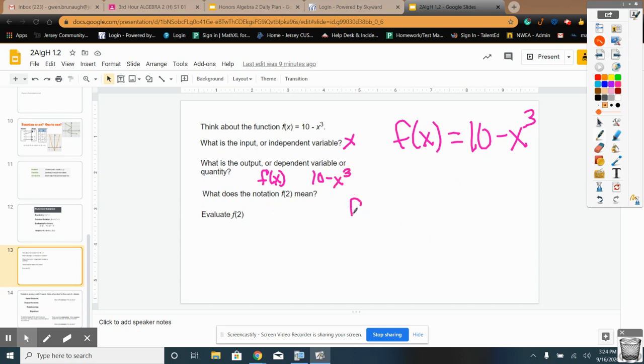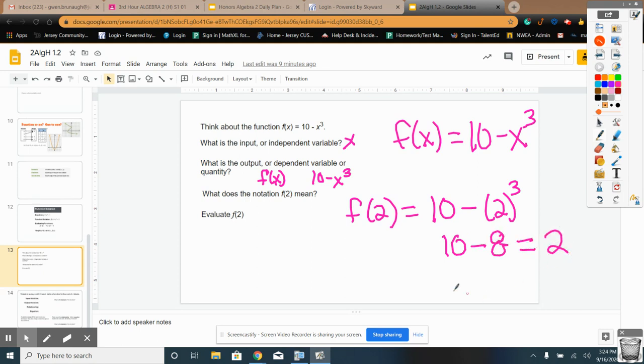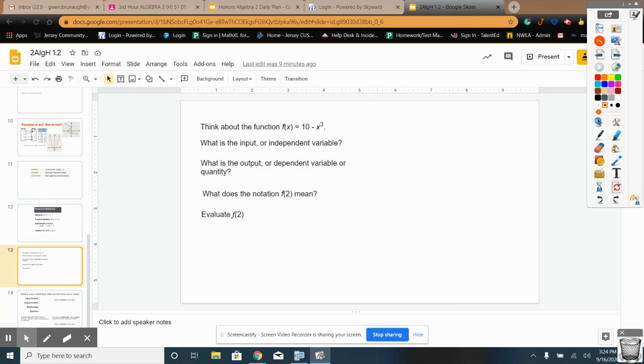If you have f of 2, that's telling you to go to the machine, take out the x, put in the 2, in parentheses, 10 minus 2 to the third, and the parentheses weren't really necessary here, but it's good practice. 10 minus 8 is 2, so f of 2 equals 2, and that means when x equals 2, f of x equals 2, and the point 2, 2 would be on your graph.